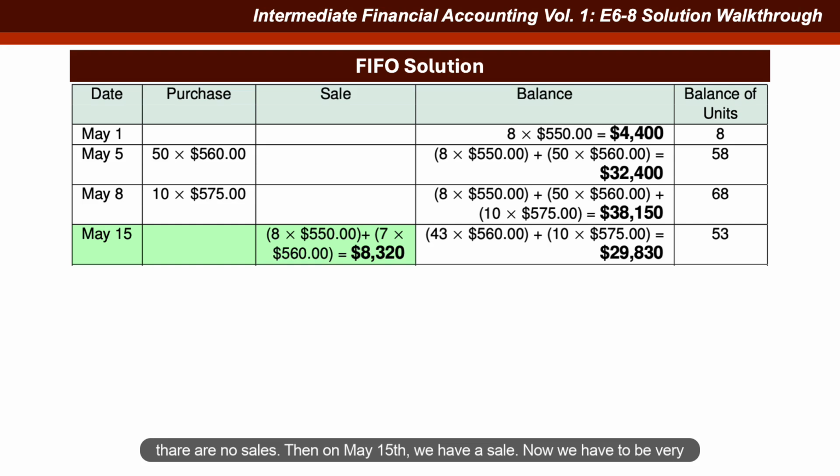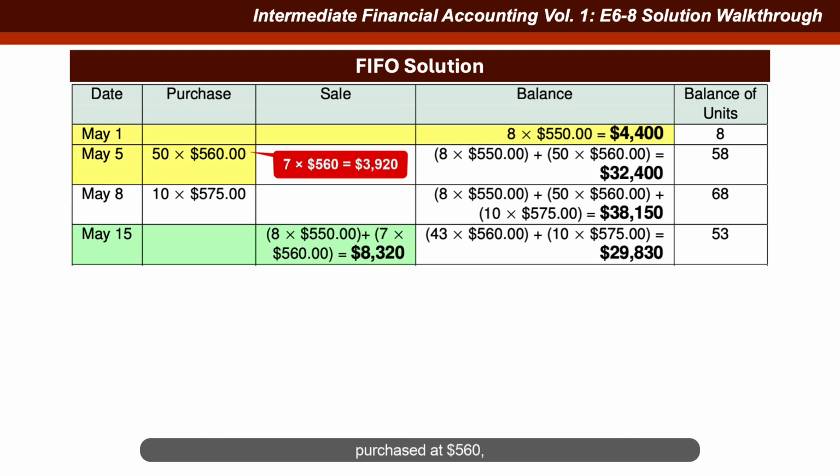Then on May 15th, we have a sale. Now we have to be very careful about how we assign the costs of those units. So the first 8 units comes from the beginning inventory balance at $550. So that's $4,400. And the next 7 units comes from the next batch of inventory that was purchased at $560. So the cost of goods sold on that day is $8,320.